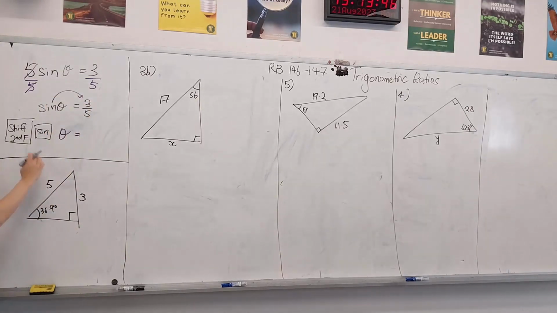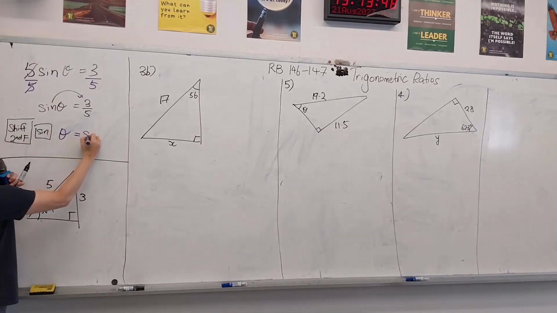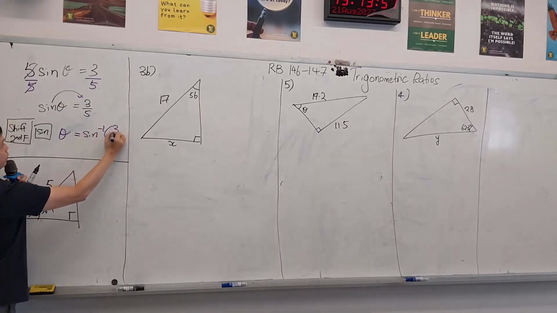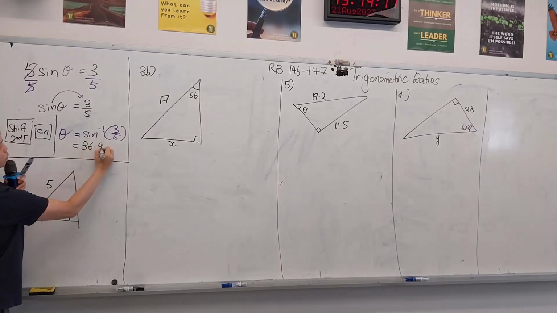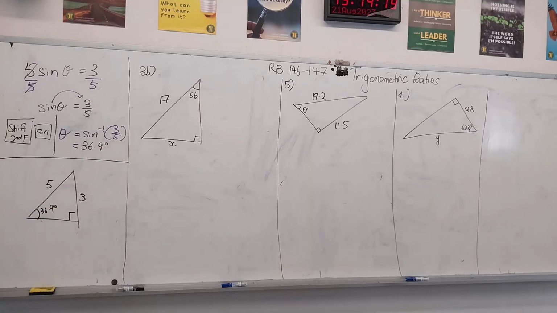How do I bring over one more time? I press these two buttons and I'll have sine inverse 3 over 5. Can you try to press? You will get the angle that we want. So what is the value of theta? Yep, 36.9. I was waiting for the rest.